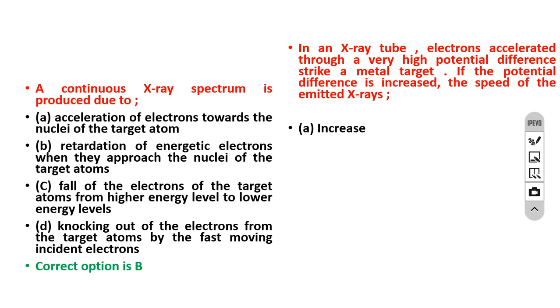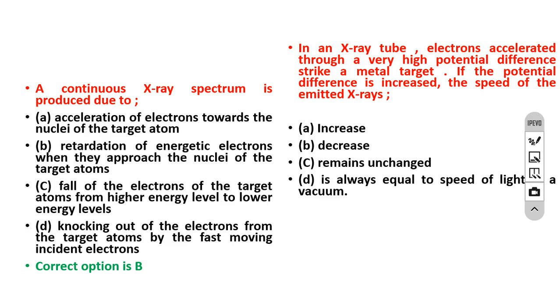A. Increase. B. Decrease. C. Remains unchanged. D. Is always equal to the speed of light in a vacuum. Of course, you know the speed of light in a vacuum is 3.0 times 10 to the power 8 meters per second. So we don't look at whether it's increased or decreased, but the speed is always constant. D is the answer. That's why even in the problem we are solving, they are not giving us the speed, because we already know what the speed is.